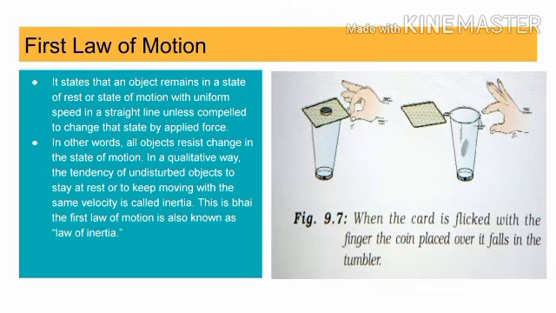First law of motion. It states that an object remains in the state of rest or state of motion with uniform speed in a straight line unless compelled to change that state by an applied force. In other words, all objects resist change in their state of motion. The tendency of an undisturbed object to stay at rest or to keep moving with the same velocity is called inertia. This is the first law of motion, also known as the law of inertia. The following reference image shows that when the card is flicked with the finger, the coin placed over the card falls inside the tumbler.